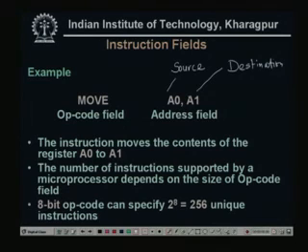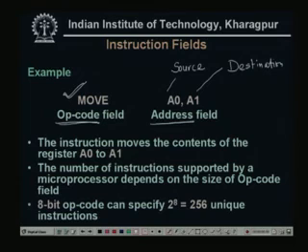So my opcode field, that means which operation is to be performed, is move. So this is my opcode, and the source address and the destination address, that is A0 and A1, are my address fields. So the instruction moves the contents of the register A0 to A1.